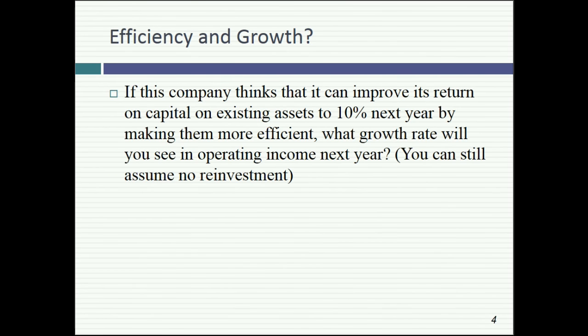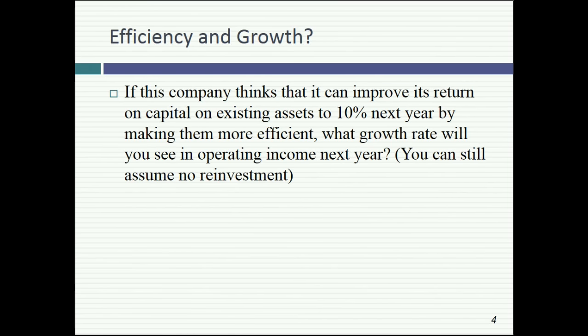Just work through the math with me. What's it making right now? $75 million, right? What's it going to make next year? $1 billion. Oh, sorry, $100 million. So you go from $75 million to $100 million. That's an increase in your income of $25 million. That's a growth rate of 33.33%. That's great, right? Efficiency is going to give you growth of 33.33%.